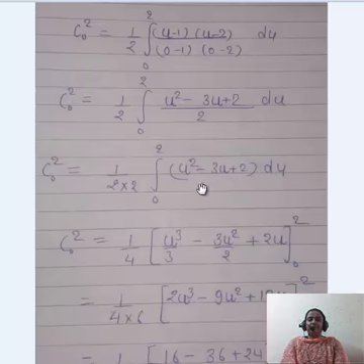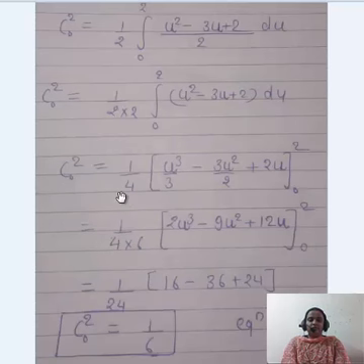Integrating this term, we get u^3/3 minus 3u^2/2 plus 2u from 0 to 2. After solving this whole equation, we get 1/24 times (16 minus 36 plus 24). Finally c_0^2 is equal to 1/6. Let's call this equation 1.1.